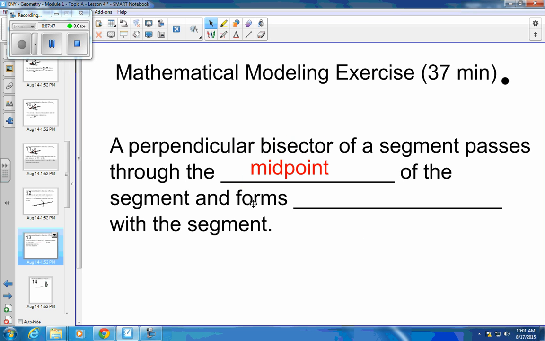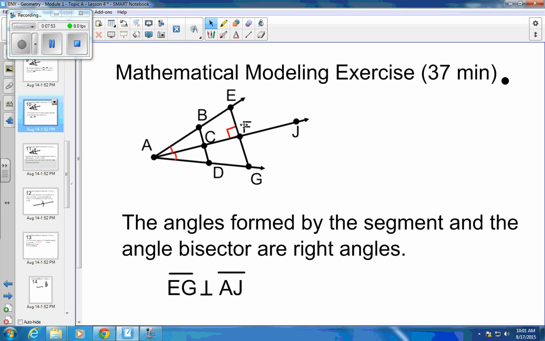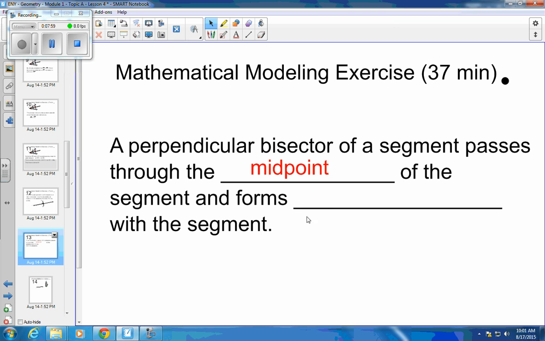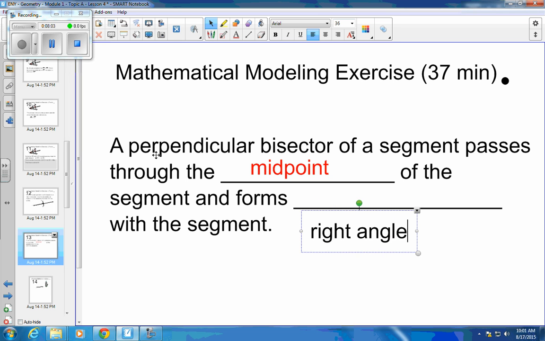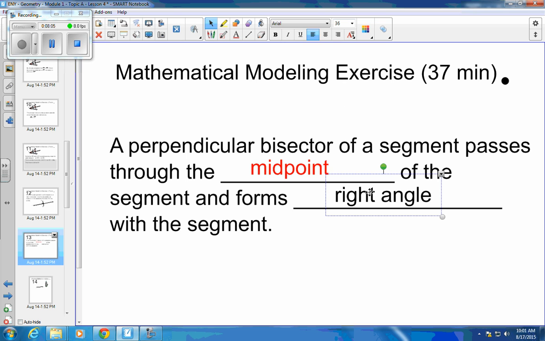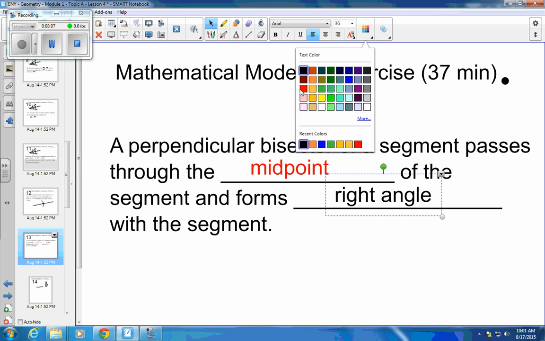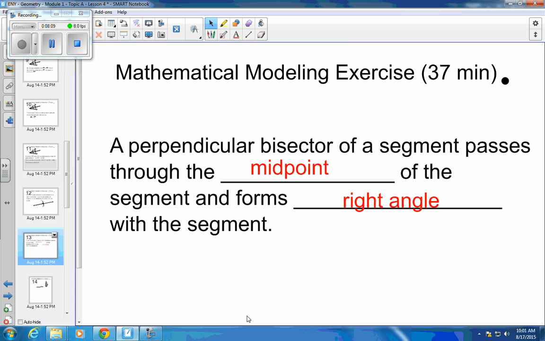And forms what with the segment? What are we forming? The perpendicular line here forms a 90 degree angle, right? So EFC is 90 degrees. So we would say that that is a right angle with the segment. Okay, so perpendicular bisectors of a segment pass through the midpoint and form right angles with the segment.